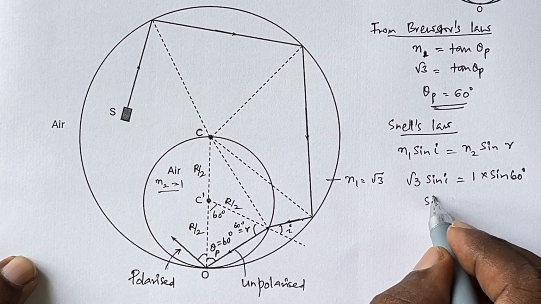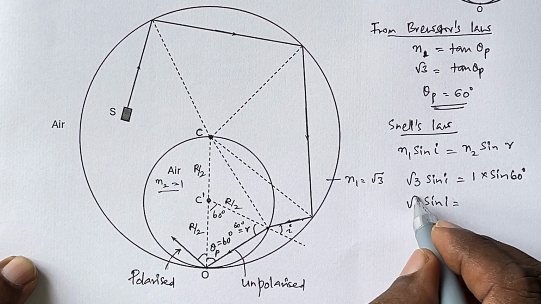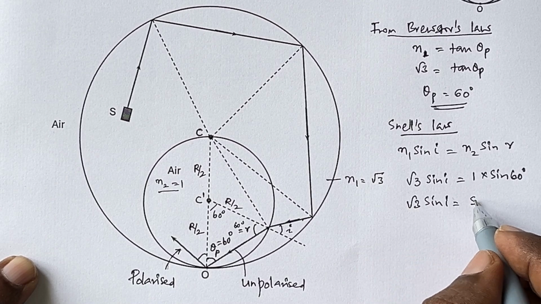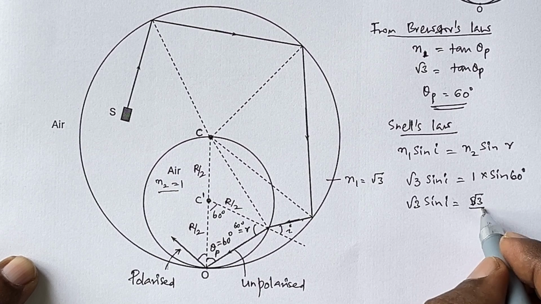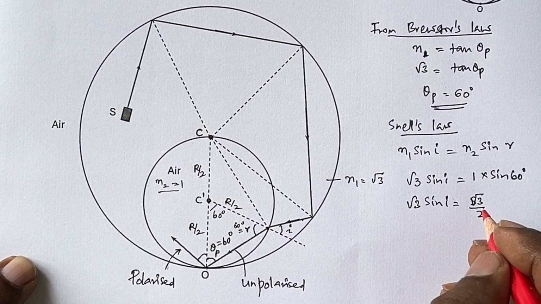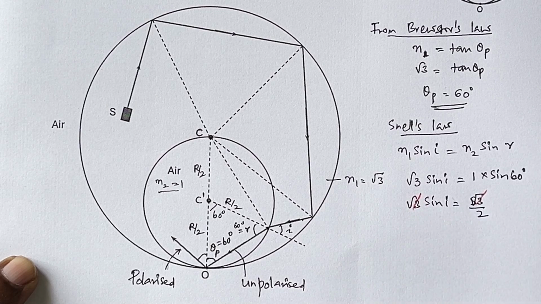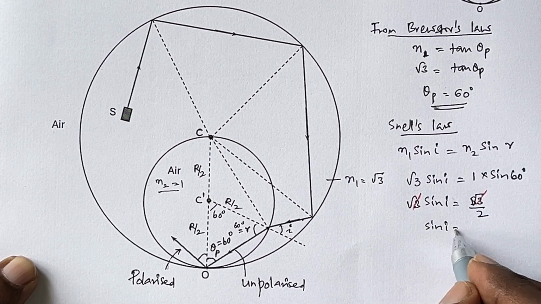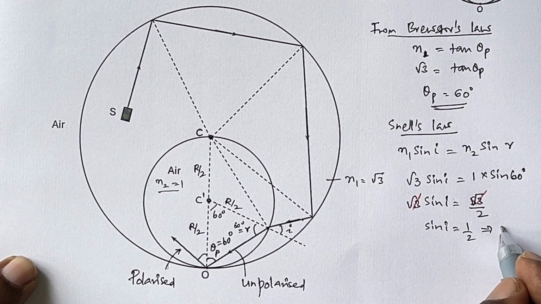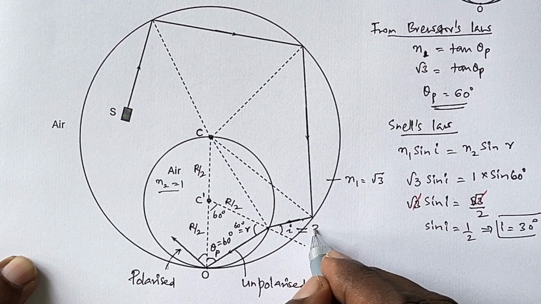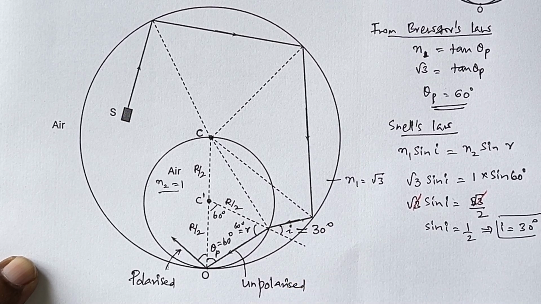So sin i is equal to root 3 sin i, which is equal to sin 60 degrees, equal to root 3 by 2. So here root 3 cancels, so sin i is equal to 1 by 2. That implies i is equal to 30 degrees. So here i is equal to 30 degrees.